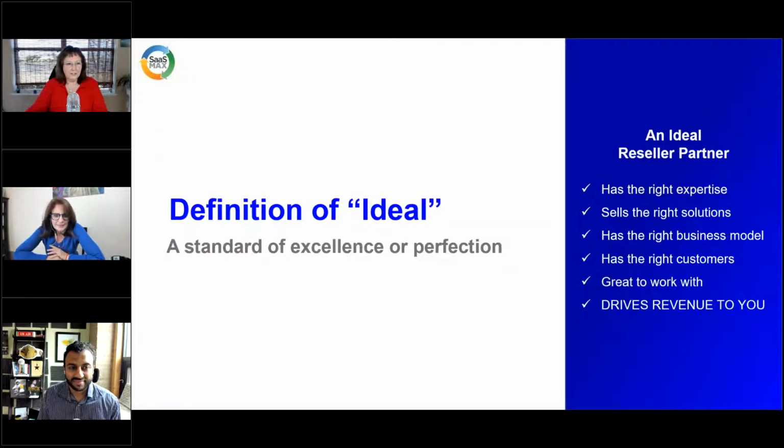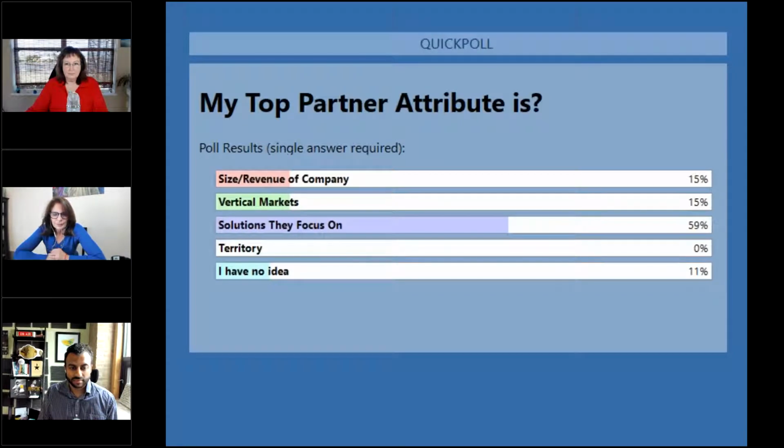Bringing that back up. But I guess, for you, Dina. Sure, yeah. So the ideal is, what is your standard of excellence and perfection, right? Who is that perfect partner? And you want them to have the attributes that make them successful in selling to your same ideal customer. So you want to have an ideal customer, but also an ideal partner. And it looks like from these results that the solutions they focus on is the number one. And I'm really glad they say that, because I do agree.